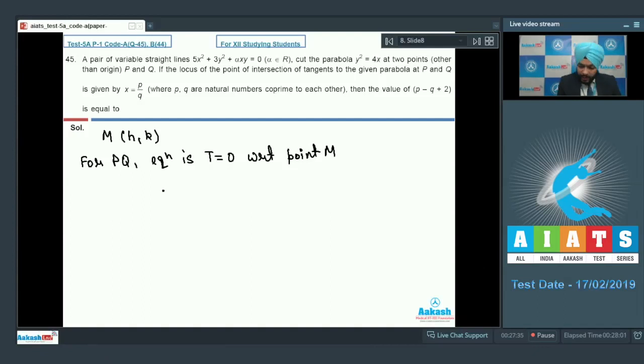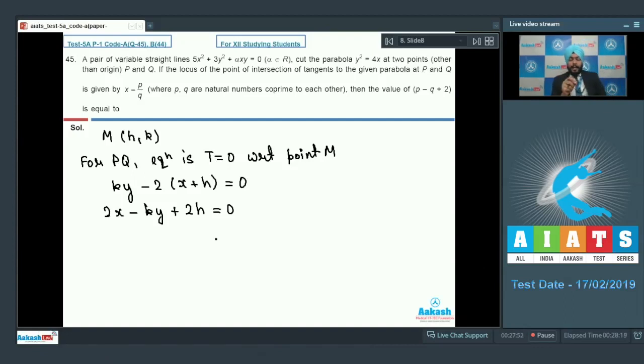Now, for PQ, the equation will be ky minus 2 times x plus h equals 0. So 2x minus ky plus 2h equals 0. This is the equation of PQ.